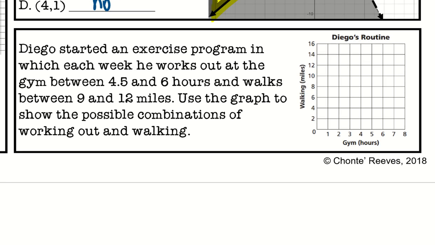All right, so next up we have: Diego started an exercise program in which each week he works out at the gym between 4.5 and 6 hours, and he walks between 9 and 12 miles. We're going to use the graph to show some possible combinations of working out and walking. First, at the gym he is there between 4.5 and 6 hours. So it's not equal to 4.5 and not equal to 6, but somewhere between that time frame.